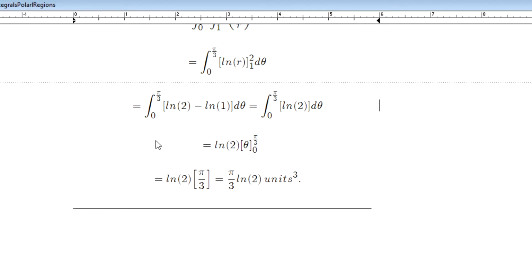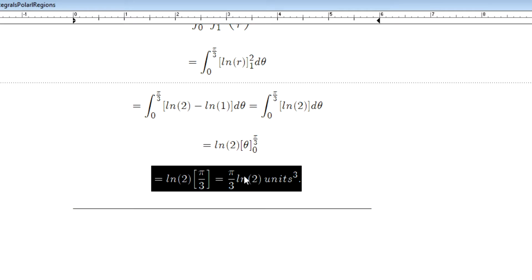This does just give us the result. The ln of 2 times theta, where that ln of 2 is a constant multiple, I can bring that outside of that antiderivative and evaluate that antiderivative from 0 to pi over 3. Evaluate theta from 0 to pi over 3 only. Now at 0, it's 0, but at pi over 3, it's pi over 3. So it's pi over 3 minus 0, which is pi over 3. And we're left with pi over 3 times the ln of 2, or what we might say is ln of 2 pi over 3 units cubed as our value here.